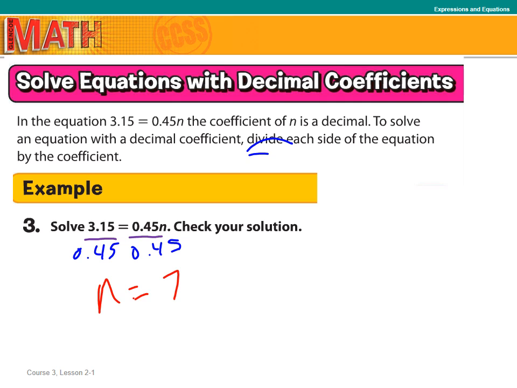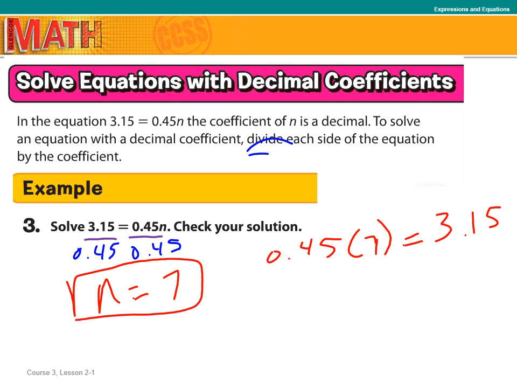And I can check that. I can plug in the 7 to 0.45 times 7. That gives me 3.15. So my answer is n equals 7.